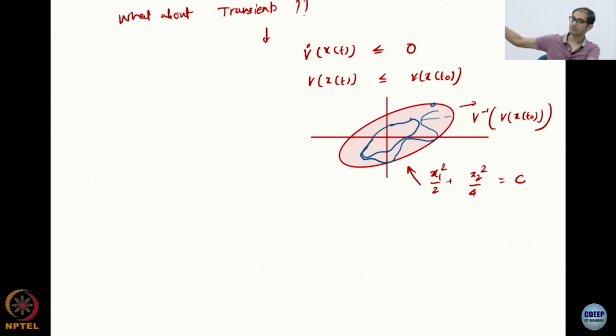But I could potentially go all the way to the boundary, which means my states are growing large in an attempt to reach the set. Okay. So yes, there are some bounds on the transients, but they are not bounds that you might like.